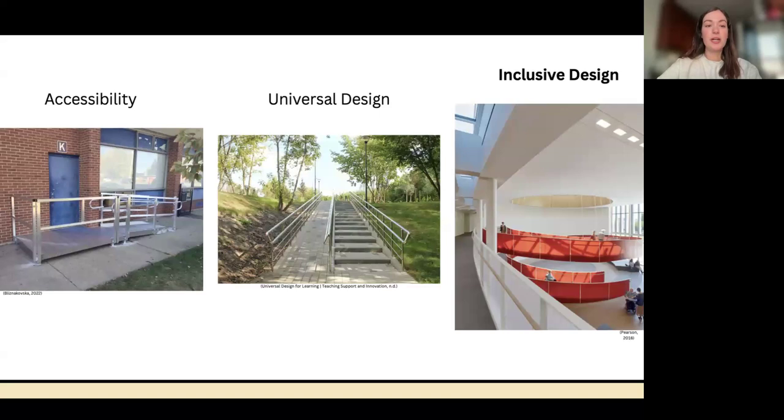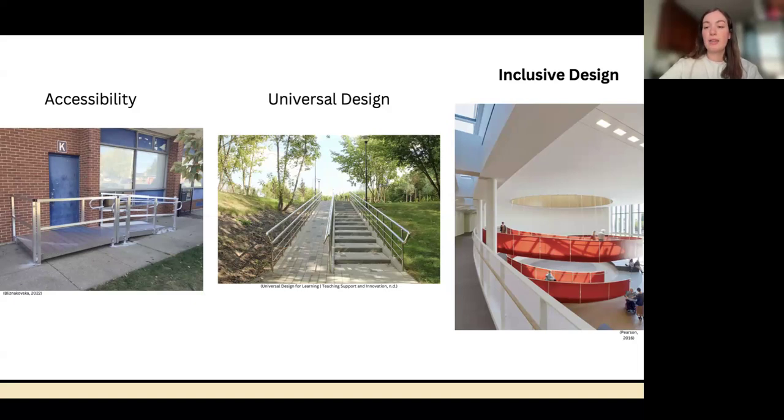So for these pictures, these are examples that enhance the understanding of each concept. For accessibility, this picture here is an accessible entrance that is located in the back of a building. And it is with ADA compliance that it has an accessible entrance, but it might be in the back of the building and it might be just out of the way. Where universal design, it offers two options for individuals to either take the ramp or to use the stairs.